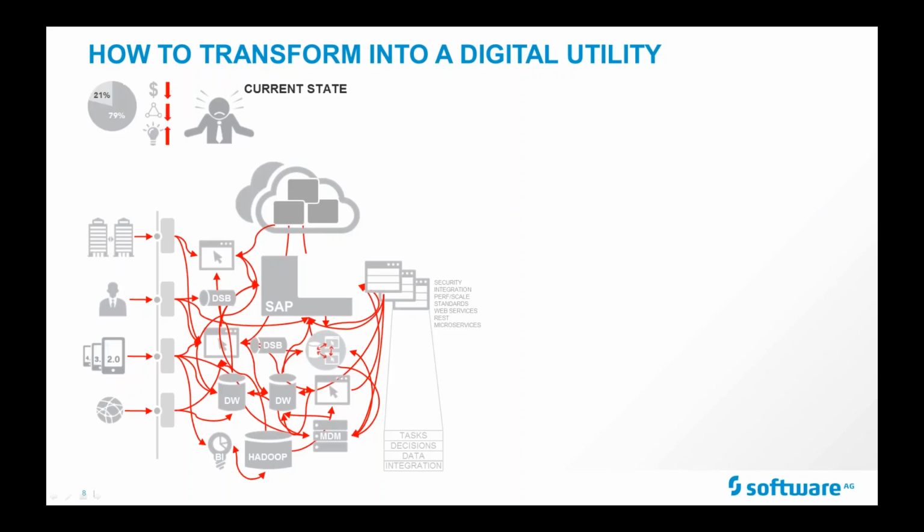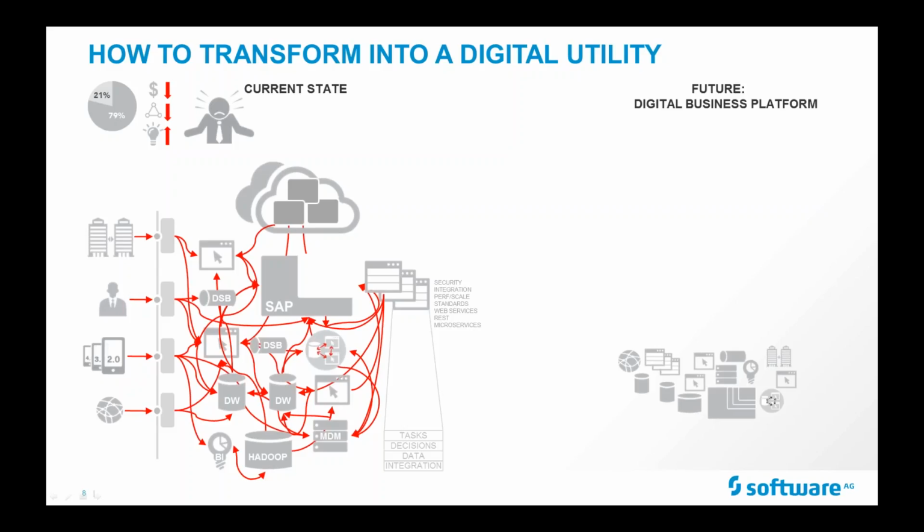So these are some numbers on the left-hand side. In the current state, most of the companies, most of the utilities today are spending 79% of their IT budget to keep the lights on. And how do you change that, right? So let's take a look at the future digital business platform. Before we deep dive into utilities, how utilities are changing, this is the vision. This is the architectural landscape that we recommend that you adopt.